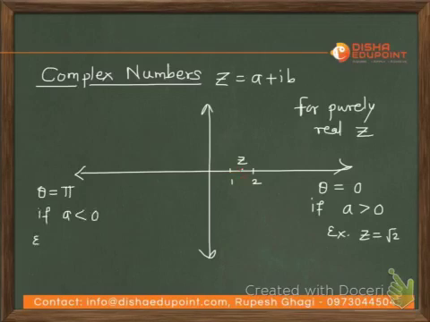Now the principal argument is pi if a is negative. Consider another number which is equal to minus 3, z1 here. If we see this complex number, the principal argument in this case is equal to pi. So for any negative real number the argument will be equal to pi, and for any positive real number the argument will be equal to 0.